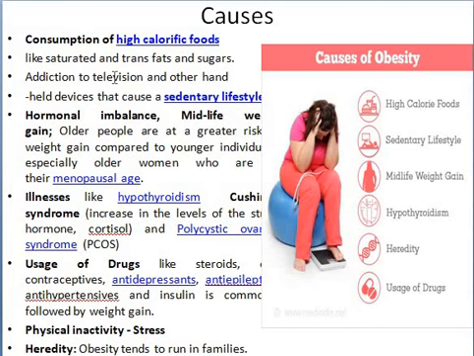Then thyroid hormones and the steroids overproduction, all these things favor obesity. Then illnesses like hypothyroidism, polycystic ovarian syndrome, and use of certain drugs like steroids, antidepressive agents, anti-epileptic drugs, anti-hypertensive drugs. These also increase body weight. And low physical activity with stress. Then heredity also favors obesity.